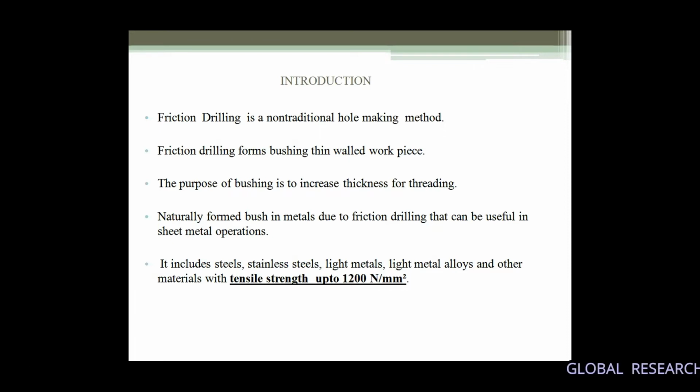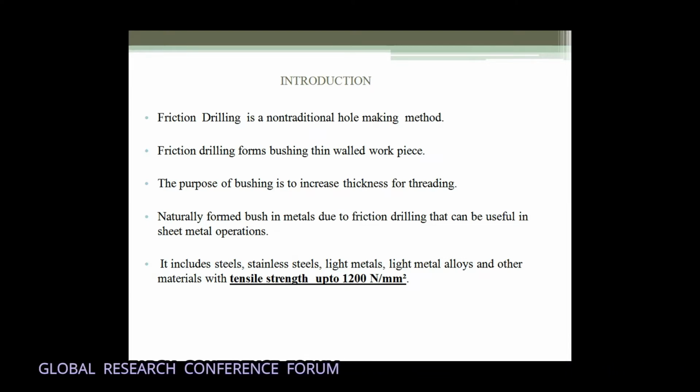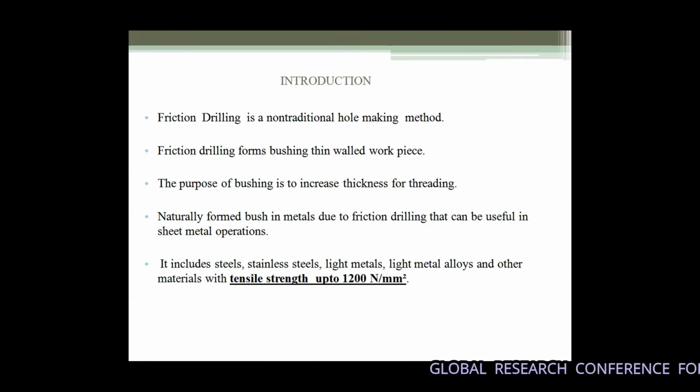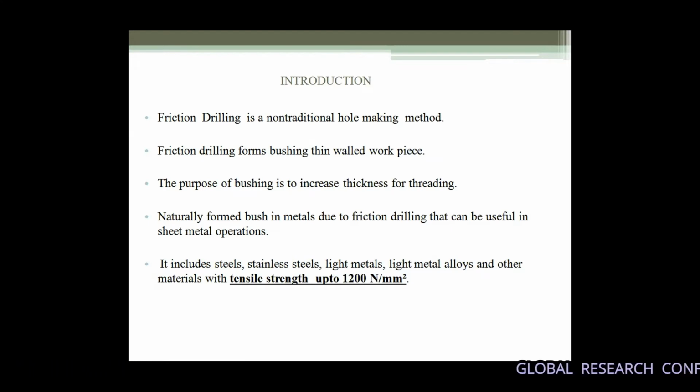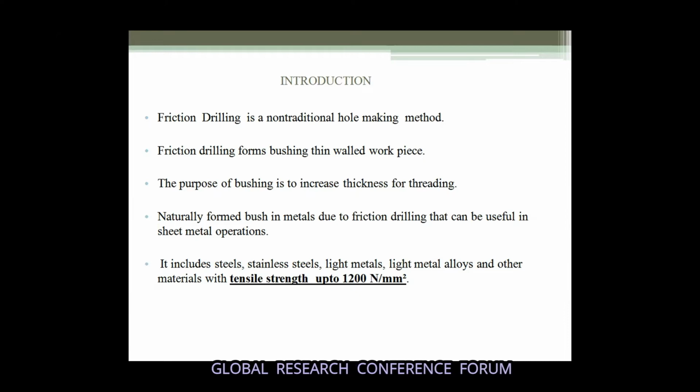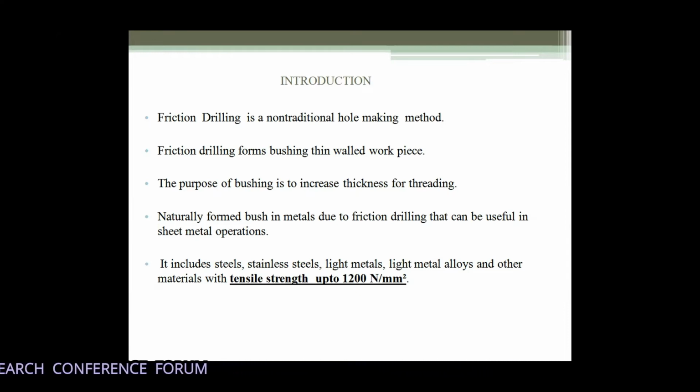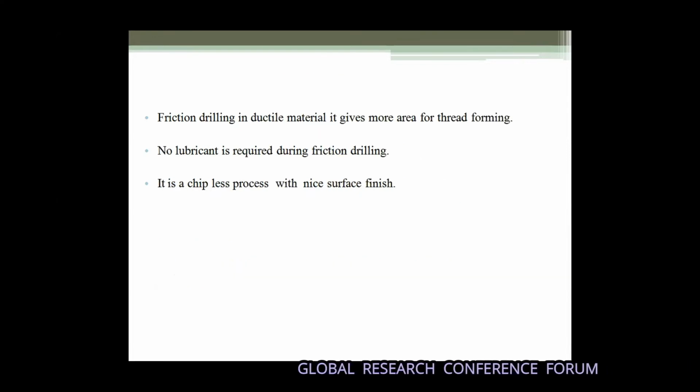Whatever thickness of the bush is there will be used for the next step, for forming threads also. That is one of the best benefits of friction drilling, and right now it is widely used in industries. There is no need for a separate arrangement for the bushing and threading. We are also working on a thread forming tool; directly with the drilling we can form the threading in a single stage.